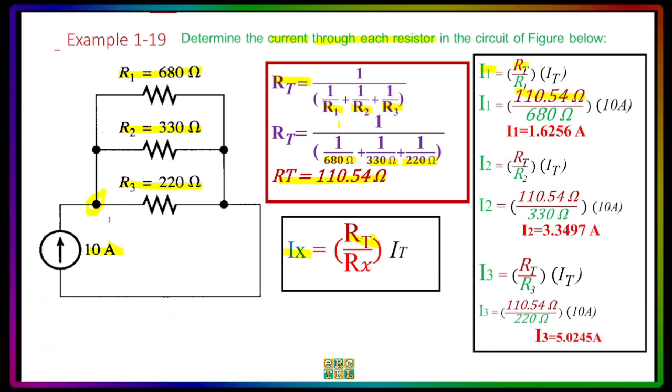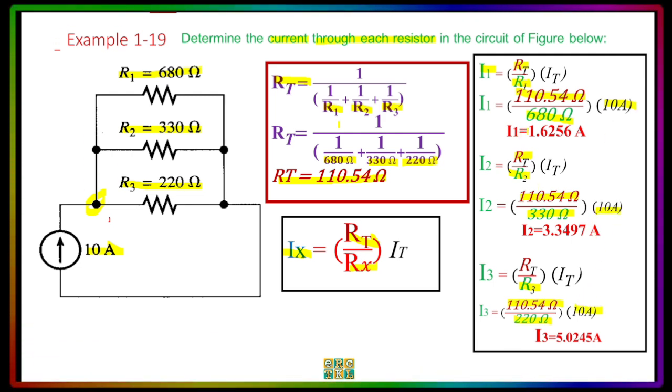When we calculate for I1, the RT that we will be using is 110.54. And then the Rx will be equal to R1 if you want the calculation for I1, that's 680 ohms. And then we have R2 equal to 330 ohms, and R3 equal to 220 ohms, as given in the circuit. So if you multiply all of them by 10 amperes, then we will get 1.62 amperes for I1, which will be going this way.